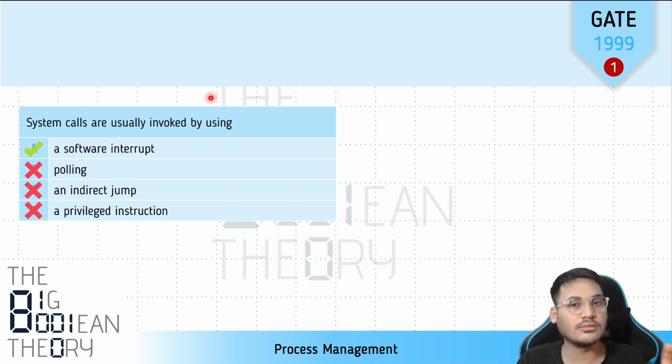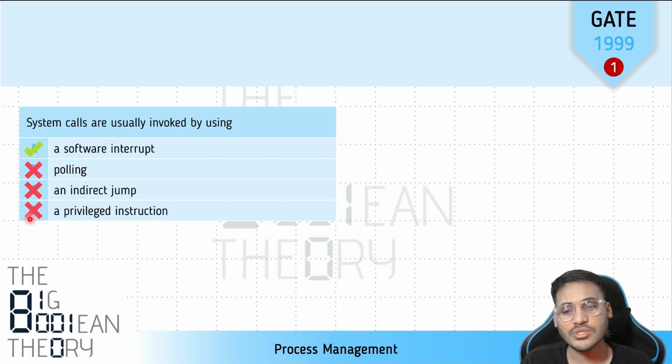Yes, there is a jump from the user process to the trap handler, but the point is that the system call is invoked using the software interrupt which is raised by the trap instruction. Basically you can say the jump is part of the instruction, but that alone is not sufficient to make a system call. We have several other things like raising the privilege, disabling the interrupt, many things that are required in order to invoke a system call. So that is why option C, that is an indirect jump, is a wrong option.